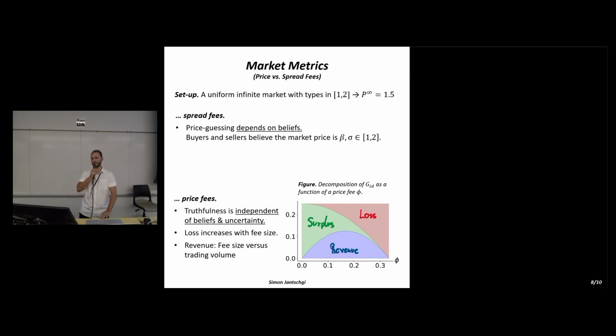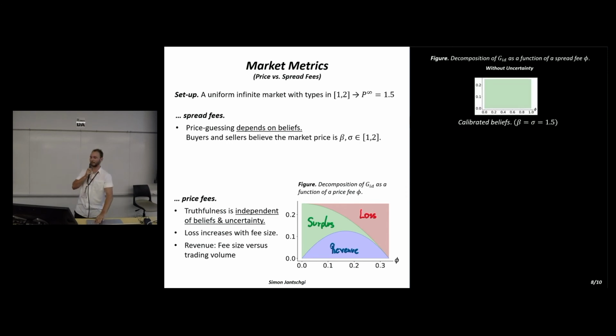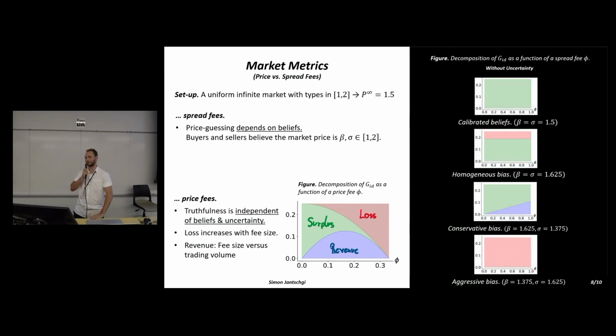So now here for this example, we simply look at a setting where buyers and sellers believe that the market price is equal to some value beta and sigma in the interval. Remember, the true market price would be 1.5 in our uniform setting. But what we find here is that now we have a lot of different scenarios that we have to cover given the different beliefs.